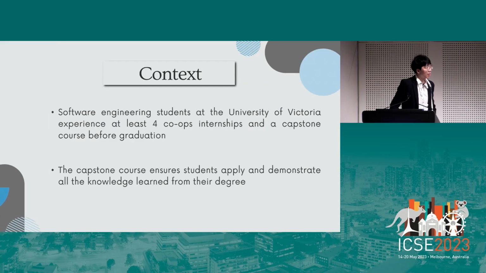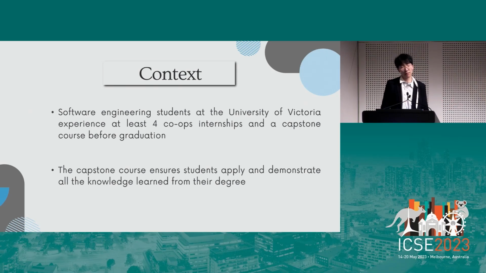Well, all the undergrad software engineering students in our department undergo roughly 5 years of education where they're exposed to everything about software engineering development. But in addition to that, they experience at least 4 co-op internships where they get exposed to real-world software development. Now, of course, some students end up with maybe 5 or 6 internships. And essentially, the capstone course serves as the final milestone that students undertake before they get their degree.